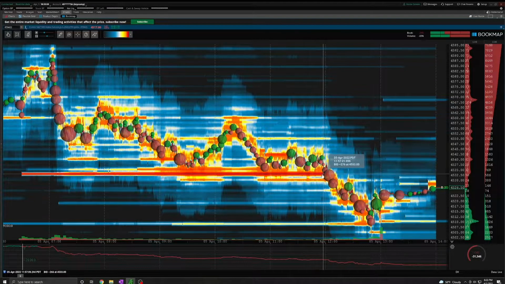So at this point, we see that it's broken through this 4532, 4533 level. And we notice that all these buyers got taken out by this huge volume sell. You might want to consider a short because of how aggressive that was.